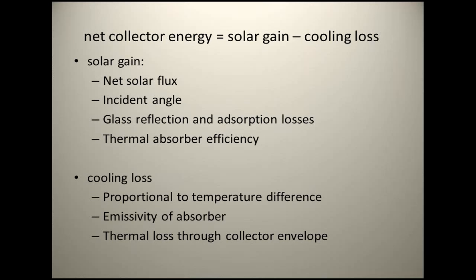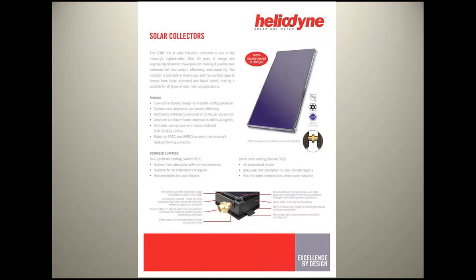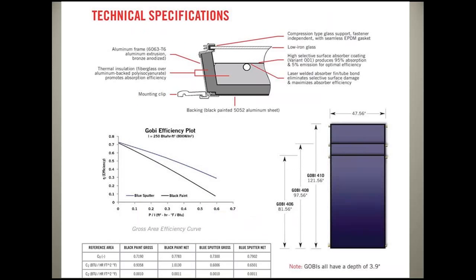So you get these two wavelengths, and they're doing different things with the two wavelengths. Really kind of cool. The thermal loss goes through the collector envelope, so it goes back up through the glass on the front and through the tubes. So you've got solar gain, then you've got cooling loss, and the net efficiency is the difference. So here's a typical flat plate collector. I'm going to go to the plot section here.